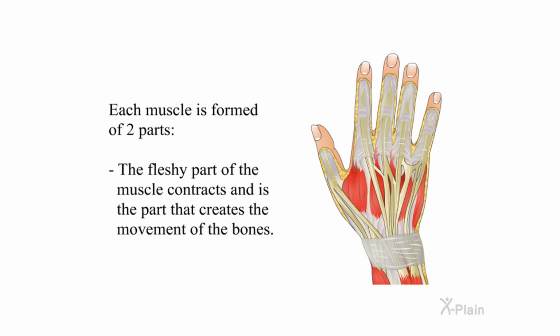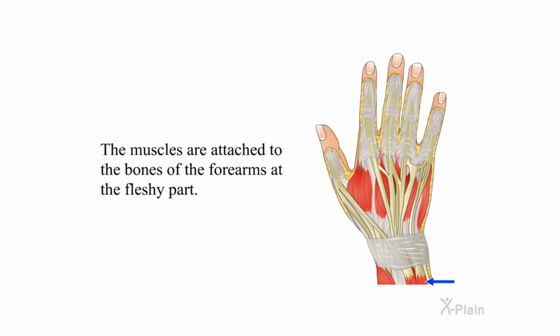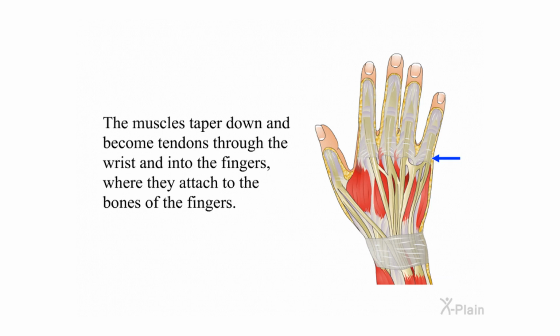Each muscle is formed of two parts. The fleshy part of the muscle contracts and is the part that creates the movement of the bones. The tendon part of the muscle extends into the hand and attaches to the fingers. The muscles are attached to the bones of the forearms at the fleshy part. The muscles taper down and become tendons through the wrist and into the fingers, where they attach to the bones of the fingers.